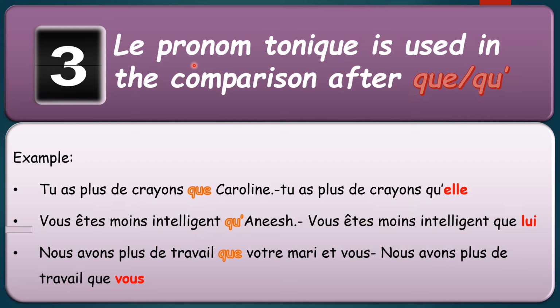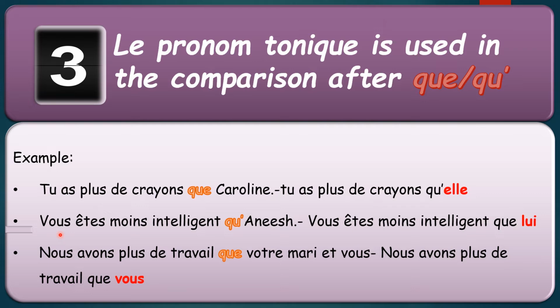Pronoms toniques are also used in comparison after que, means than. See how we can replace. For example, tu as plus de crayons que Caroline. You have more pencils than Caroline. To avoid repeating Caroline again, I will simply replace it with a pronom tonique. See, tu as plus de crayons qu'elle. You have more pencils than her.